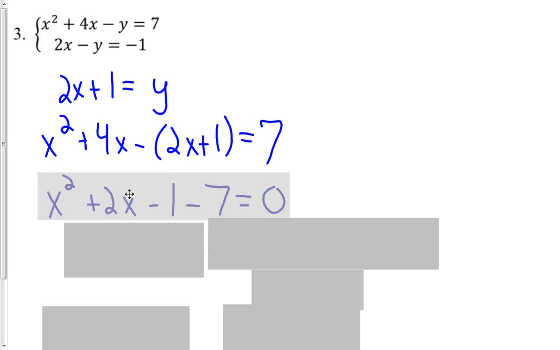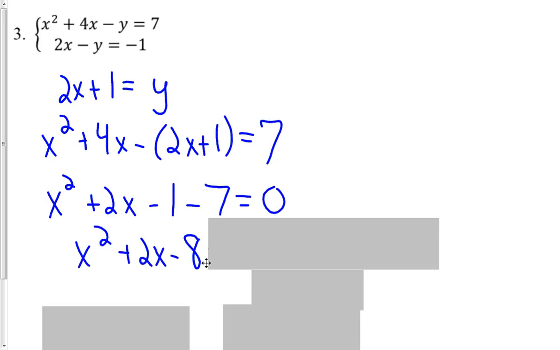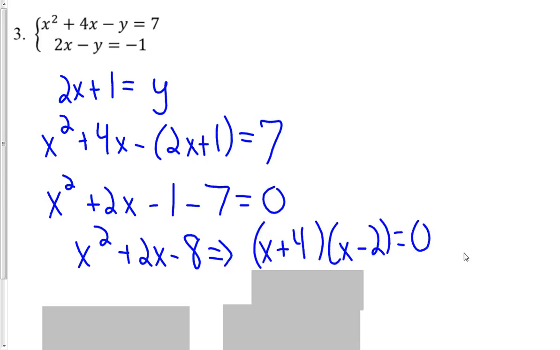4x minus 2x will give us 2x. Plus 1 times the -1 is -1. And then we subtract 7 from both sides, giving us x squared plus 2x minus 1 minus 7 is -8. And we can factor that. We've got some number equals 0. We'll split it up into x plus 4 times x minus 2. If you've got to do a diamond problem to solve that, that's fine. 4 times -2 is -8. 4 minus 2 is 2x.